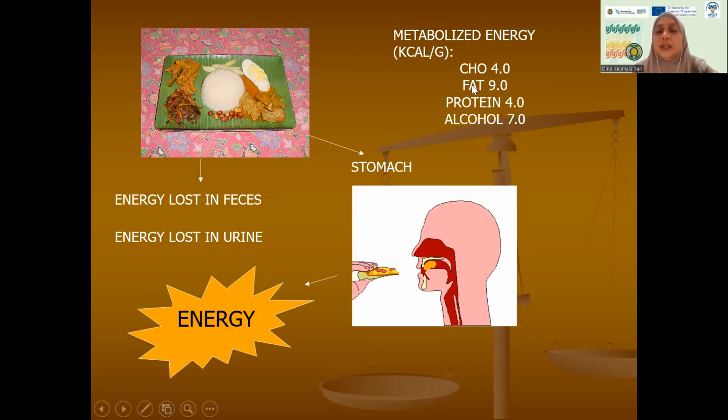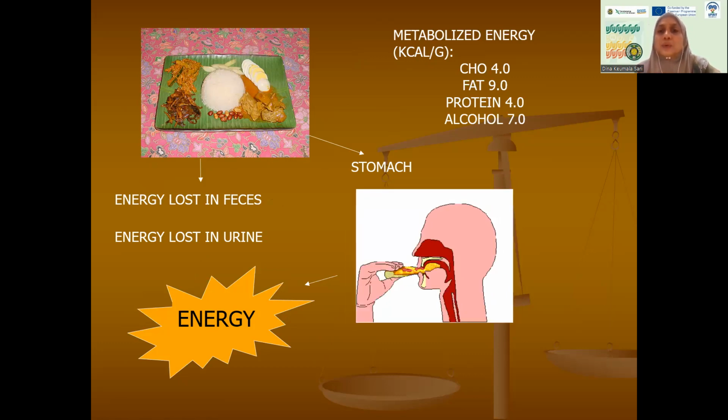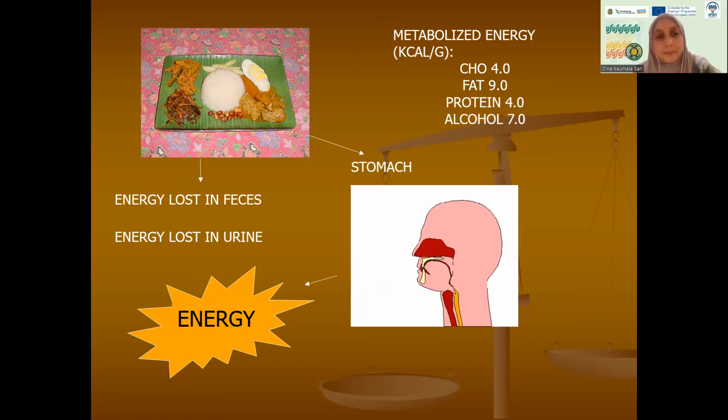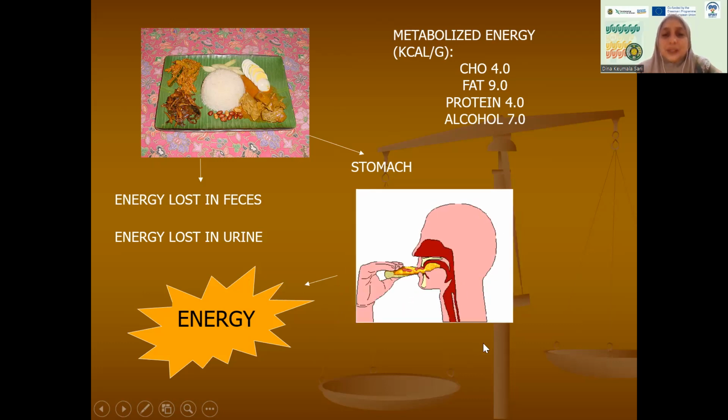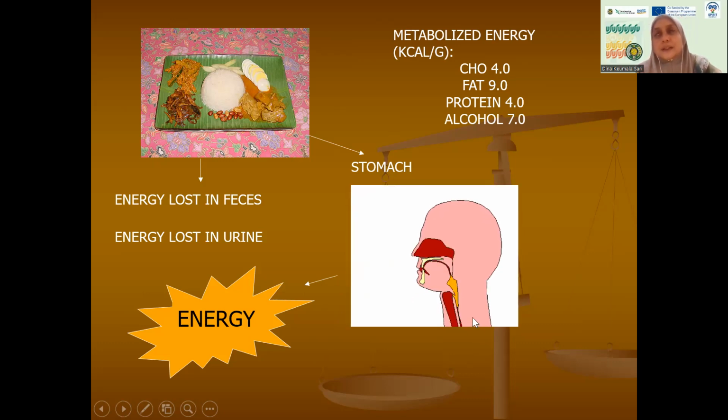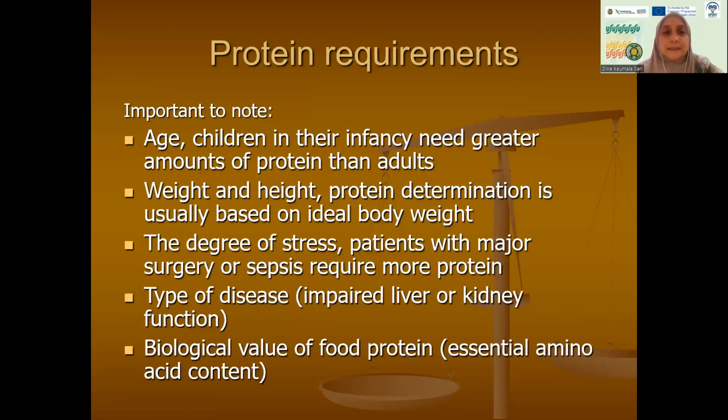And don't forget, for energy per gram, carbohydrate is 4, fat is 9, protein is 4, and alcohol is 7 kilocalories per gram. We know that most of it is lost as we digest it, and then all the nutrients will be metabolized by our body, and then we can use it as energy.